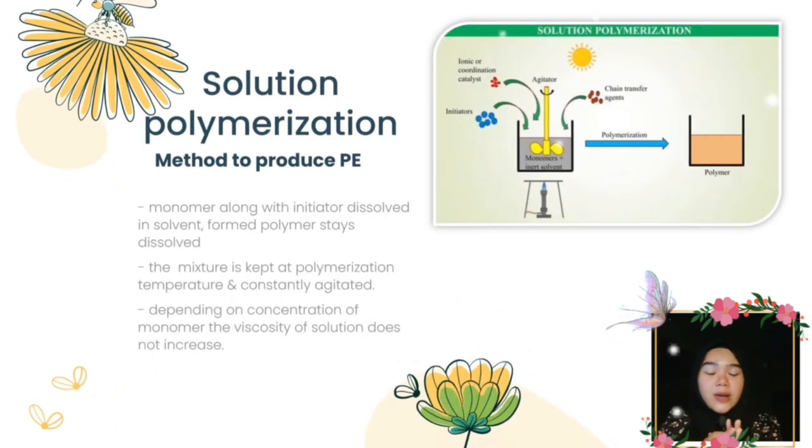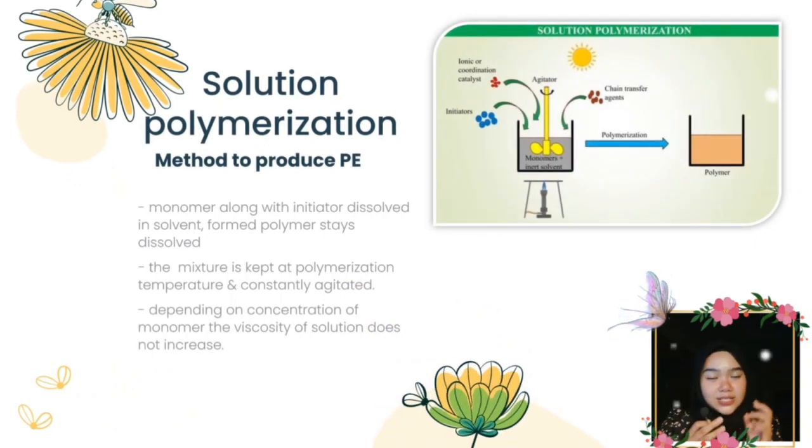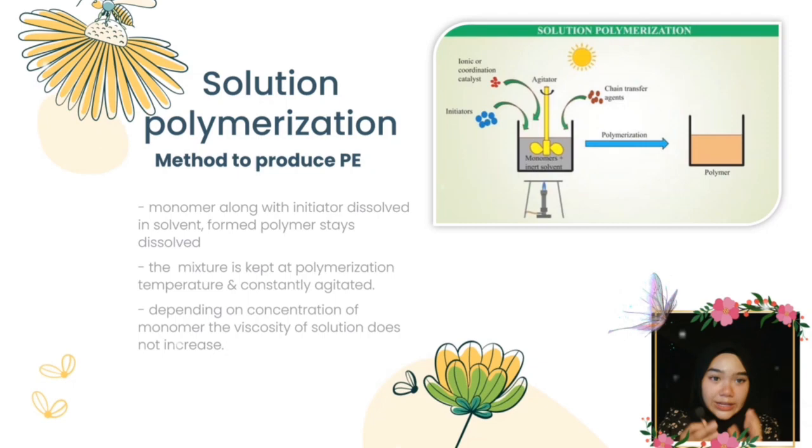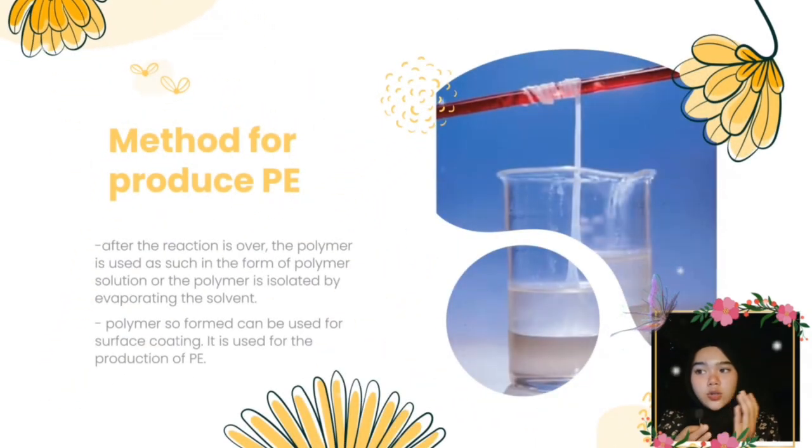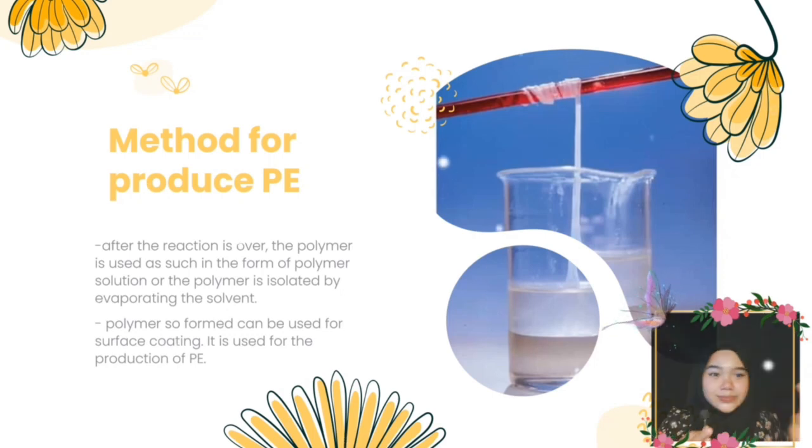In solution polymerization, there are a few methods to produce PE in this addition polymerization. Number one, monomer along with initiator is dissolved in the solvent to form a polymer that stays dissolved. Number two, the mixture is kept at polymerization temperature and constantly agitated. Number three, depending on the concentration of monomer, the viscosity of the solution does not increase. Next, after the reaction is over, the polymer is used in the form of polymer solution or the polymer is isolated by evaporating the solvent. And lastly, the polymer can be used for surface coating and it can be used to produce another polymer.